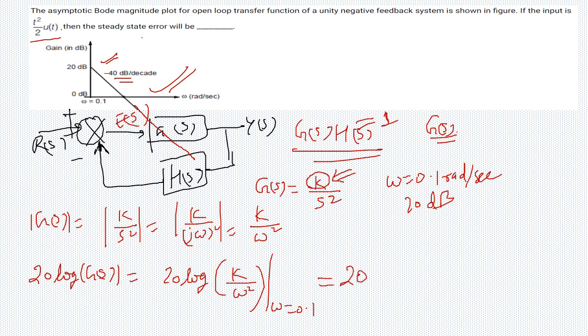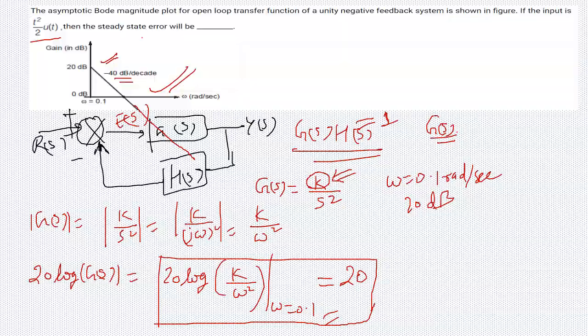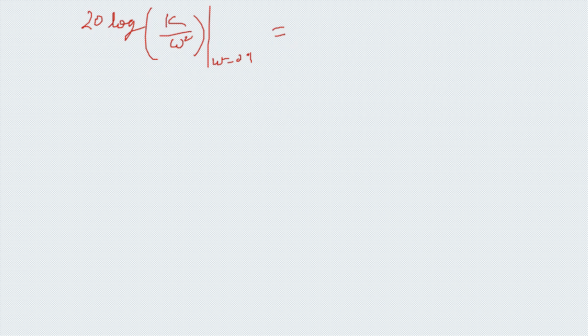So we have one equation now: the gain at omega equal to 0.1 is 20, and from here we can calculate the value of k. So let's proceed and calculate the value of k. Again I will write the same thing: 20 log of k over omega squared at omega equals 0.1 is given as 20.